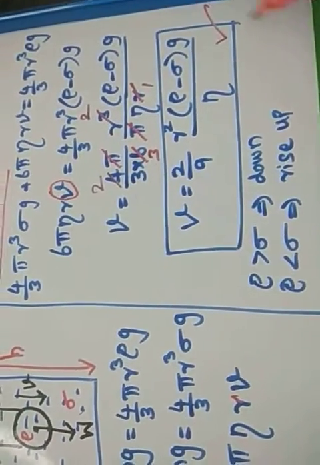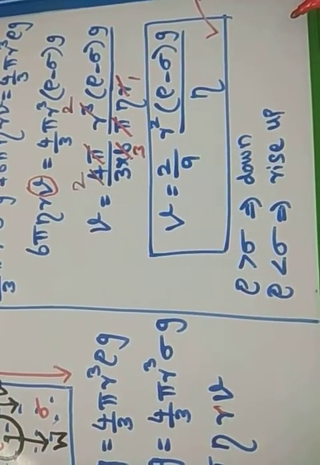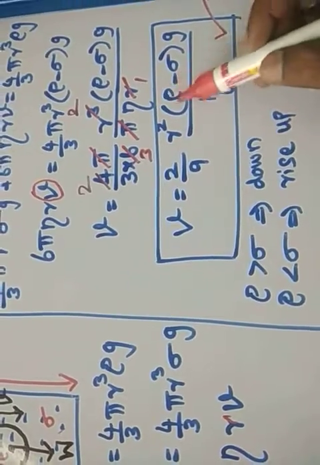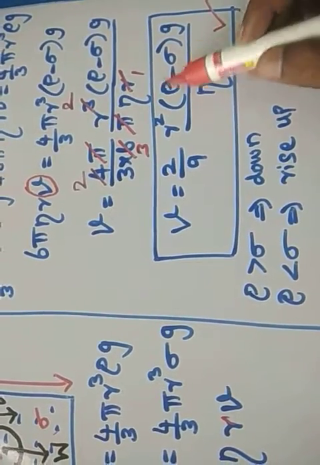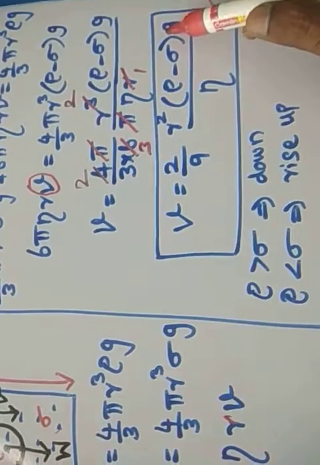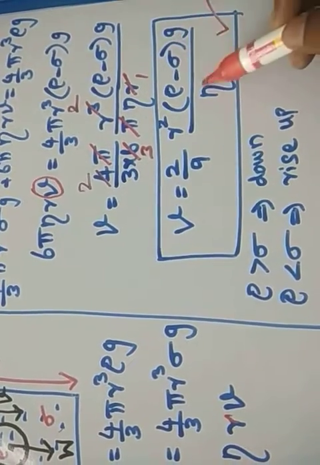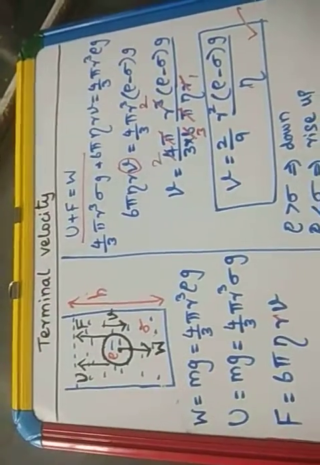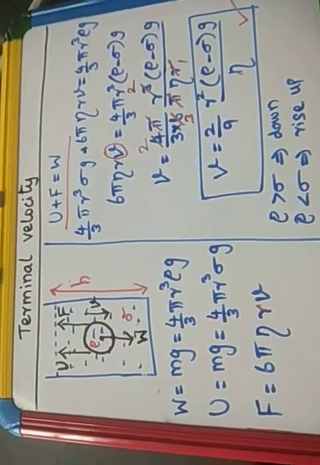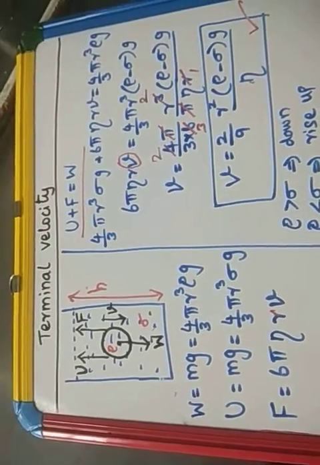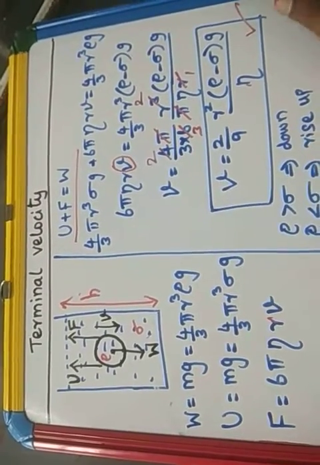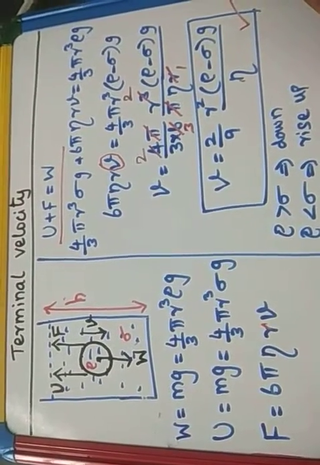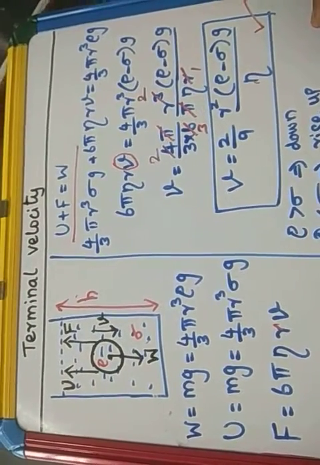That will obey the equation v is equal to 2 by 9 r square, rho minus sigma, g by eta, where r is the radius of the sphere, rho is the density of the sphere, sigma is the density of the fluid or liquid, g is the gravity, and eta is the coefficient of viscosity of the liquid. So in this way we can derive the expression for the terminal velocity of a spherical body moving through a liquid whose coefficient of viscosity is eta and density is sigma.